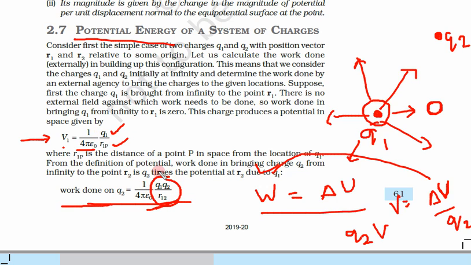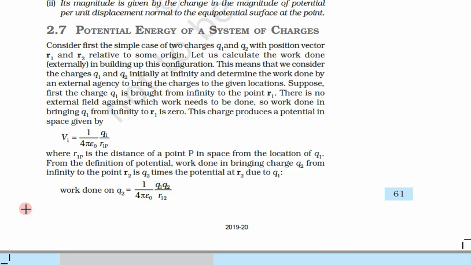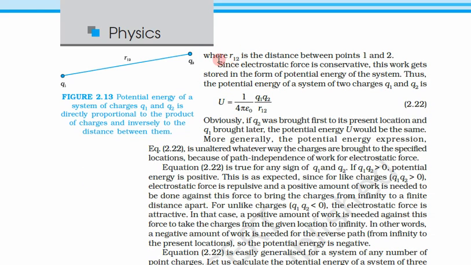Now the distance has changed. Distance has become R12, and there is another charge Q2. So this is the work done, and this is the energy stored in the system of charges, where R12 is the distance between Q1 and Q2. Since electrostatic forces are conservative, this work gets stored in the form of potential energy. Thus the potential energy of the system is U equal to 1 upon 4 pi epsilon naught, Q1 Q2 upon R12.